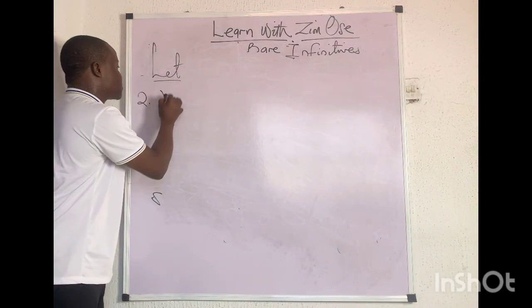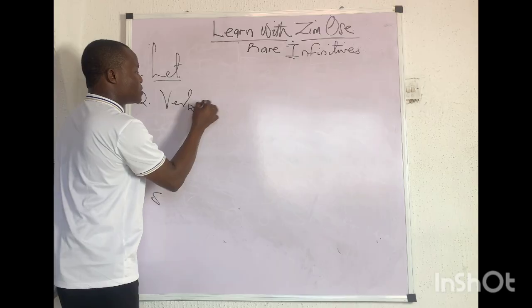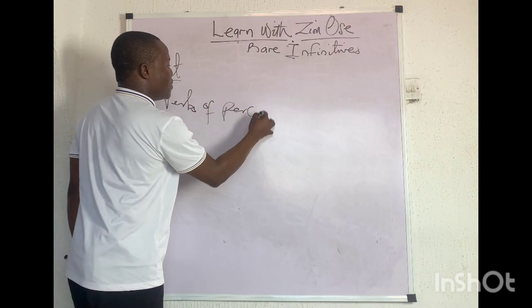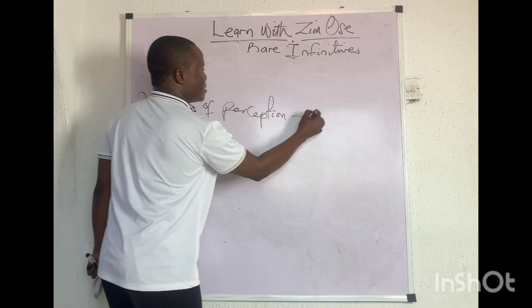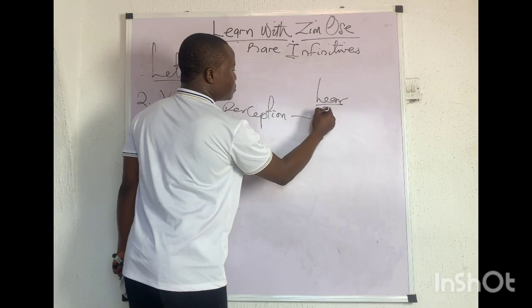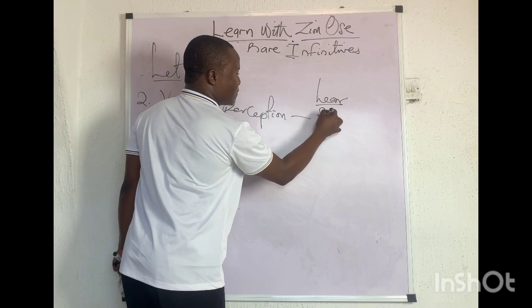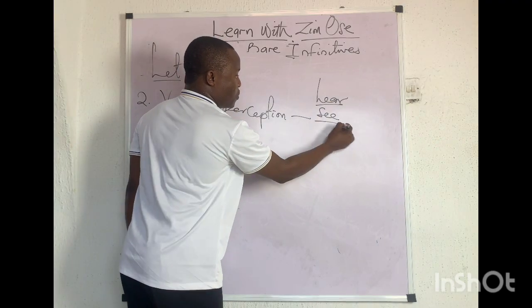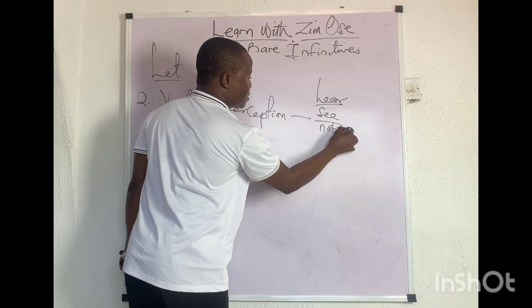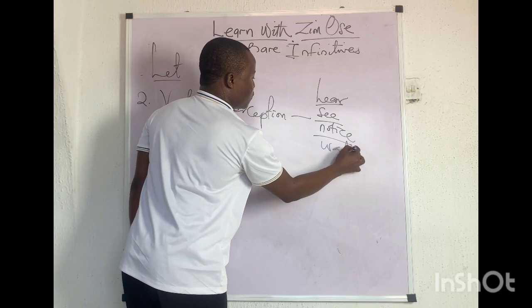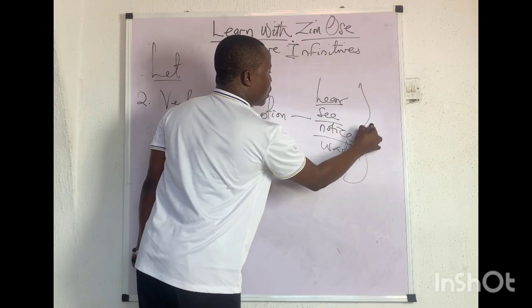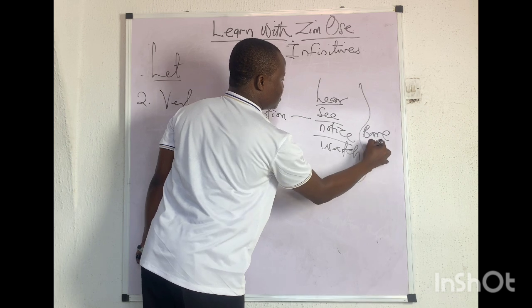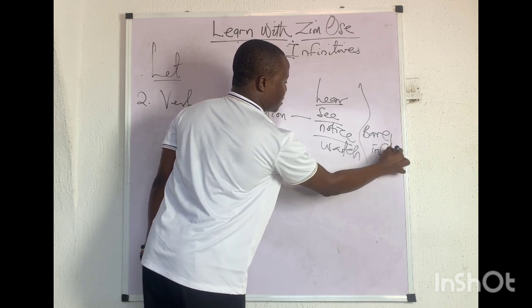Number two, we have verbs of perception. Examples include hear, see, of course, and their forms. We have notice, and we have watch. So verbs of perception will always take the bare infinitive. I'll give you a context where they wouldn't take the bare infinitive.